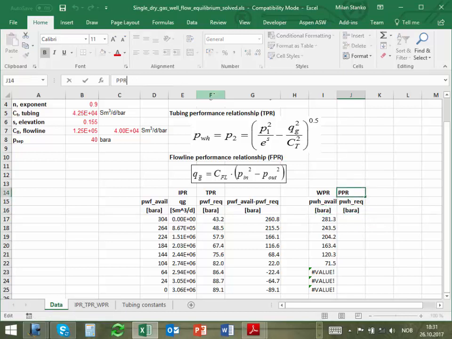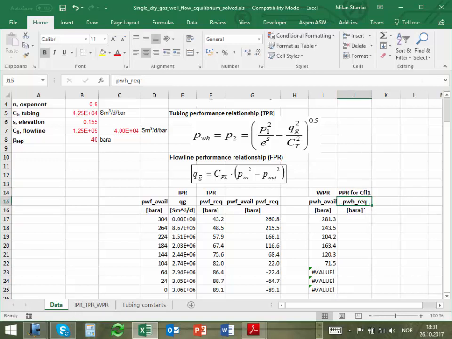This will be for CFL1. That's the constant of the pipe. Because it might be confusing, we say for CFL1. And remember, for flow line, horizontal flow line, we don't need this S. So we need just one parameter. It makes our life very simple.